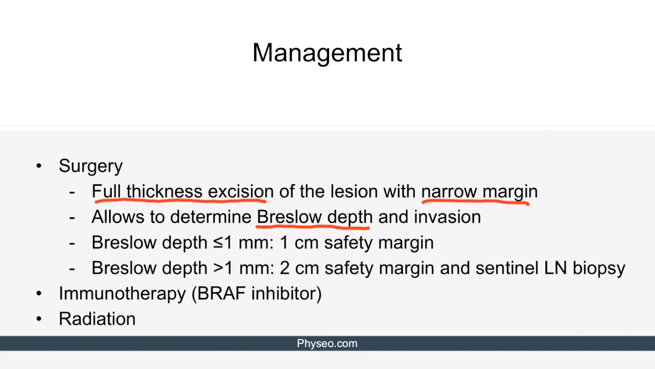And a Breslow depth of more than 1 millimeter requires 2 centimeters in order to have a safe margin at excision. And at that point, again, greater than 1 millimeter, you're going to also get a sentinel lymph node biopsy. Now, in terms of pharmacologic treatment after that, you're thinking immunotherapy, ideally BRAF inhibitors, as well as radiation, both of which are used in the case of metastasis. So either way, you excise it, and then if it's metastasized, give BRAF inhibitors and radiation.